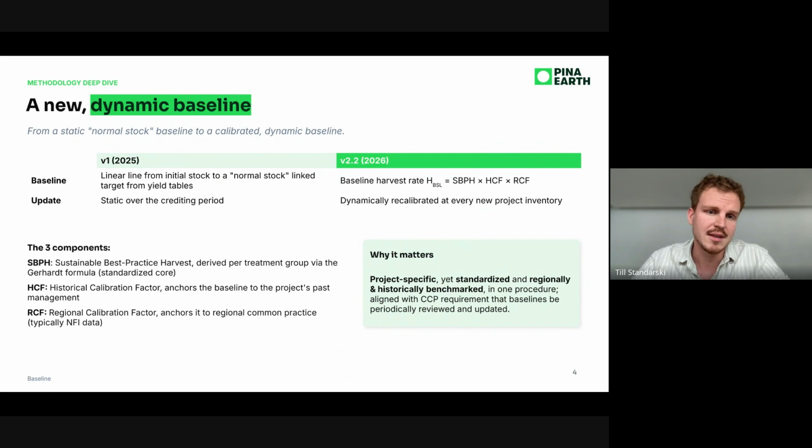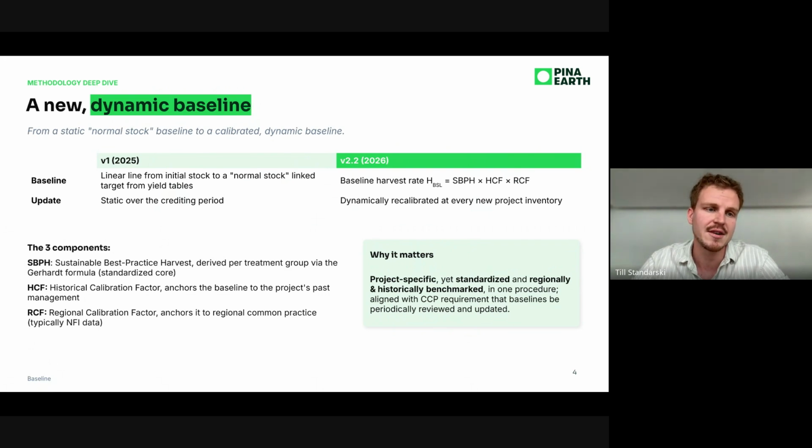So why did we do this? We wanted to have a standardized baseline approach, which we have, because the core of the baseline harvest rate, the beautiful abbreviation of SBPH, the Sustainable Best Practice Harvest Rate, is based on the Gerhardt formula. So this is a standardized way to calculate the harvest rate. And this core harvest rate is then calibrated through two factors, a historical calibration factor and a regional calibration factor. And we did this to ensure that this model harvest value that we use for the baseline is applicable to the project's reality.